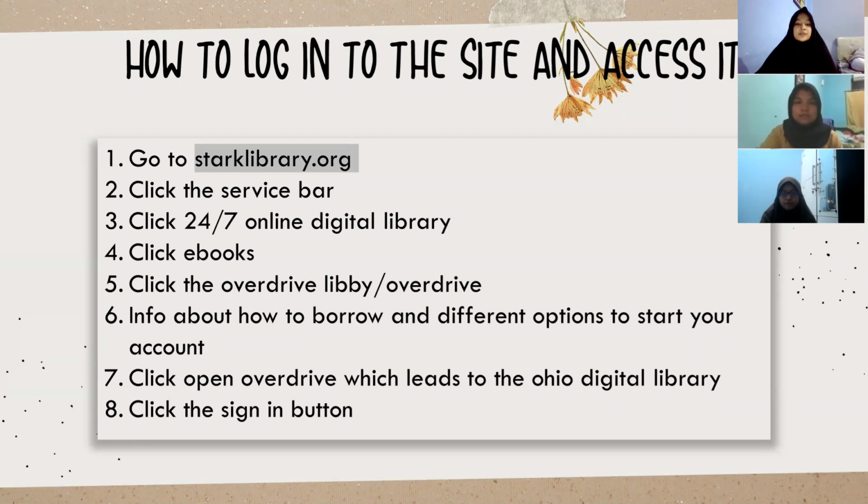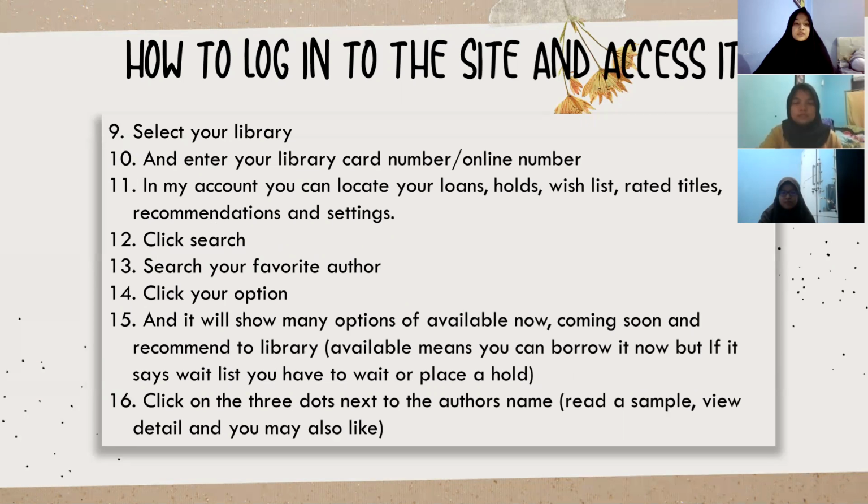How to log in to the site and access it. First, go to starklibrary.org, click the service bar, click the 24/7 online digital library, click ebooks, click the Overdrive Libby or Overdrive info, and then info about how to borrow and different options to start your account. Click Open Overdrive, which leads to the Ohio Digital Library, and then click the Sign In button. Select your library and enter your library card number or online number.